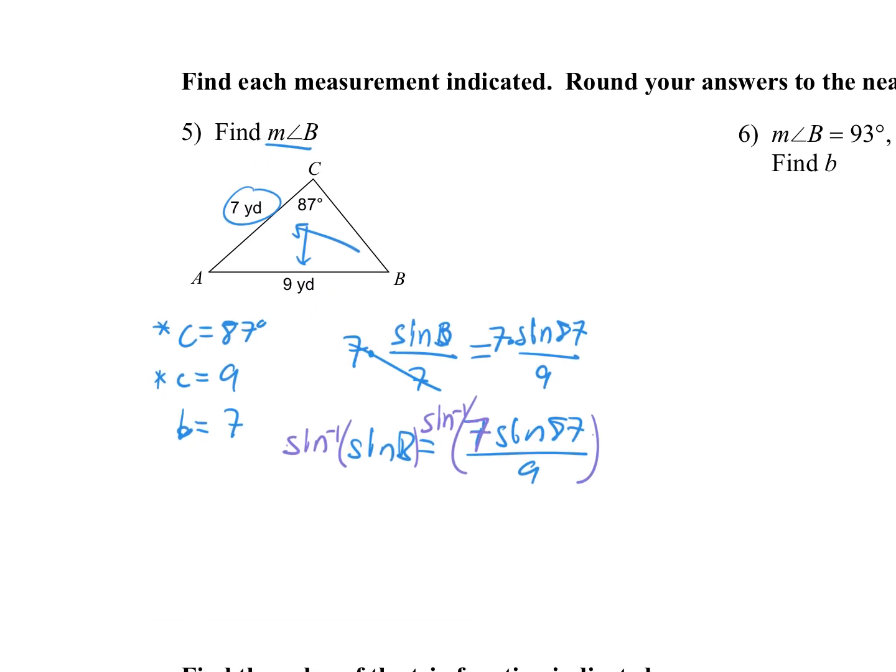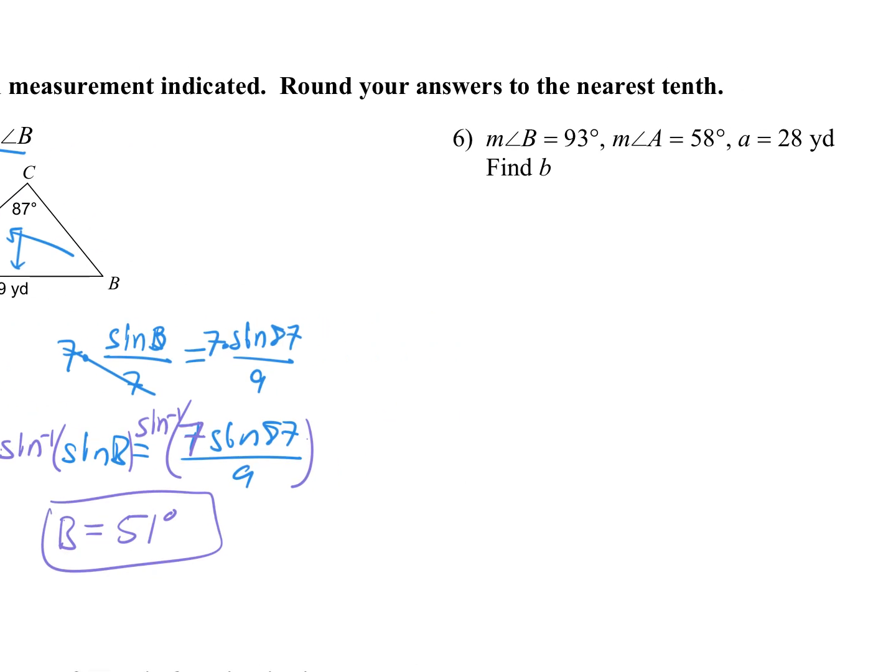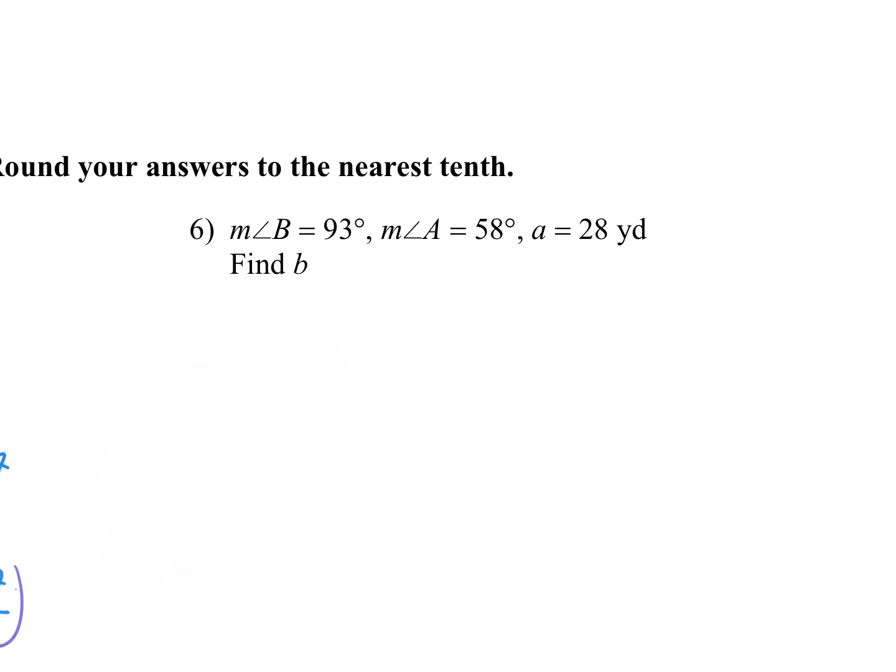All right, and then once you plug this in your calculator, you should get that angle B, to the nearest tenth, is going to round up, so it's going to be 51 degrees. And that's all you have to do for this one. We don't have to do anything else because the directions just say find angle B. I don't have to solve the triangle. All right, so we're good with that problem. All right, now this one, I want to find side b.